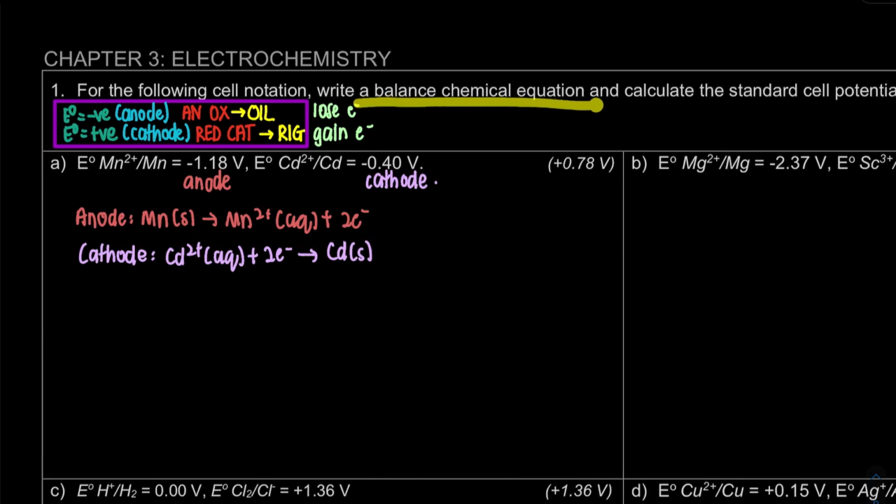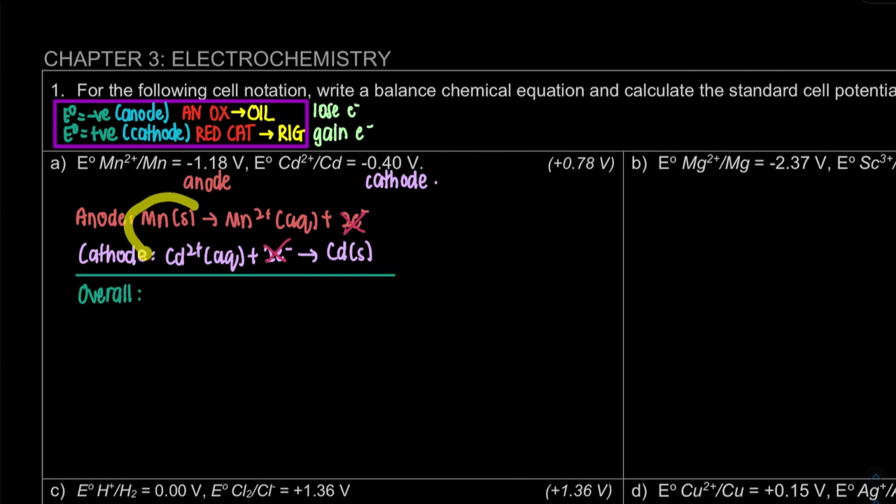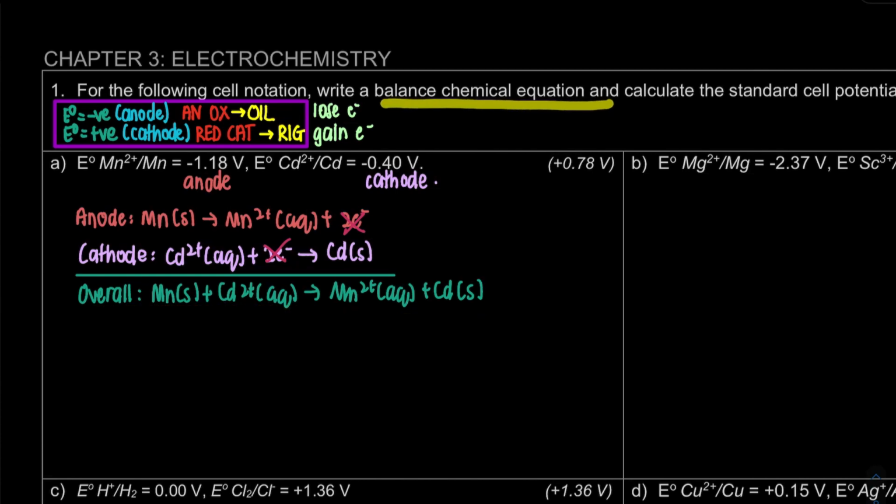Okay, to make a balanced chemical equation, what we're going to do is actually the overall equation. So for the overall, we're going to simplify the equation where we will simplify the electrons themselves. Since the number of electrons here is the same, no problem, we just cancel them out. On the reactant side, or the left side, we combine them together. The product side we also combine together. So this is the overall cell equation, or the balanced chemical equation.